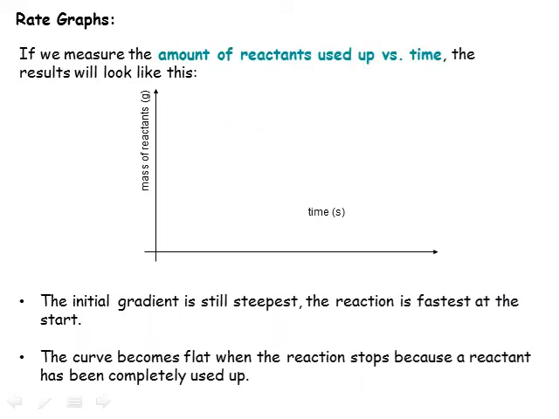A similar trend would be seen in an experiment where we measure the amount of a reactant used up at regular time intervals. The curve now curves downwards as the amount of reactant decreases, but the gradient is still steepest at the start of the reaction and gets less steep as time progresses until the reaction finishes and the gradient becomes zero.